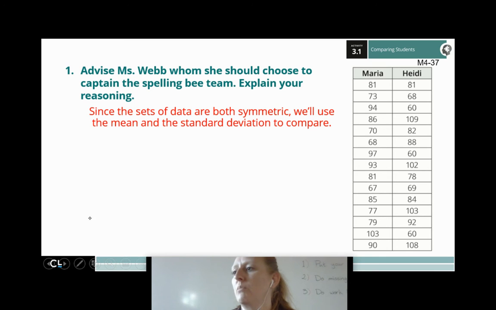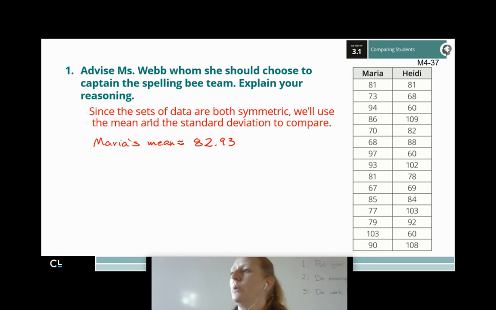82.93. So we're going to start with Maria. Maria's mean was about 82.93, which is pretty good.